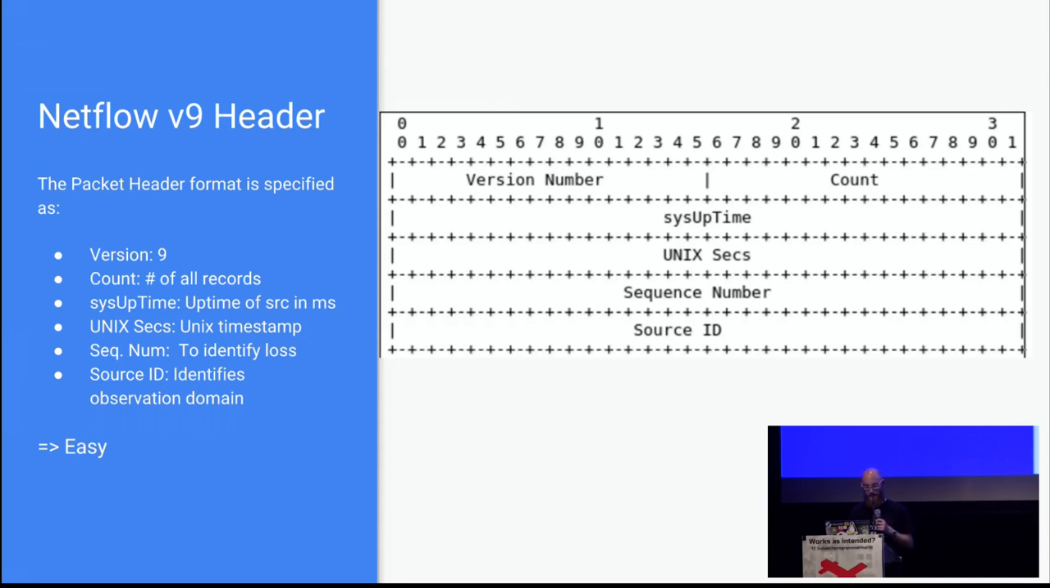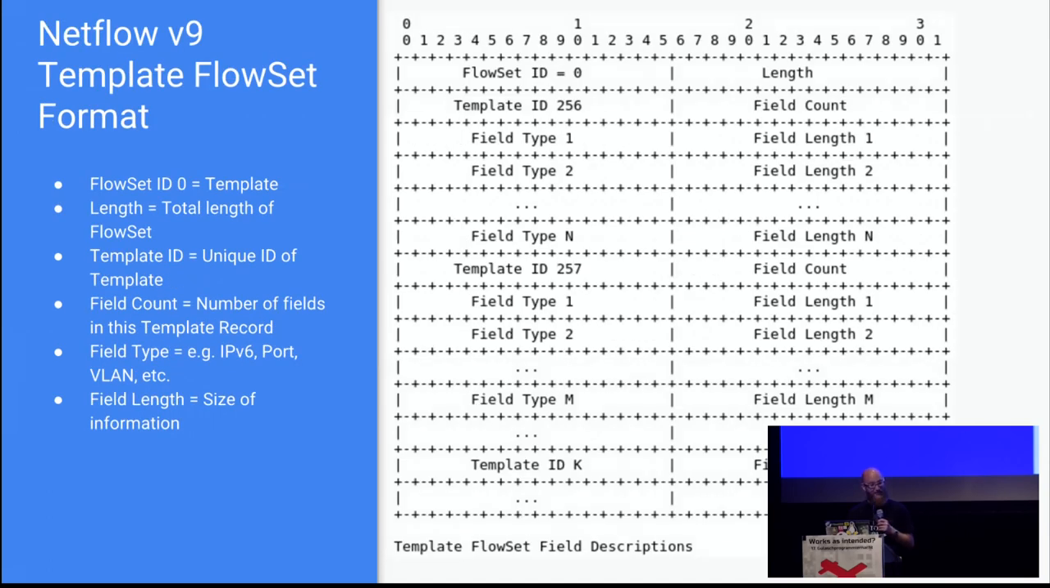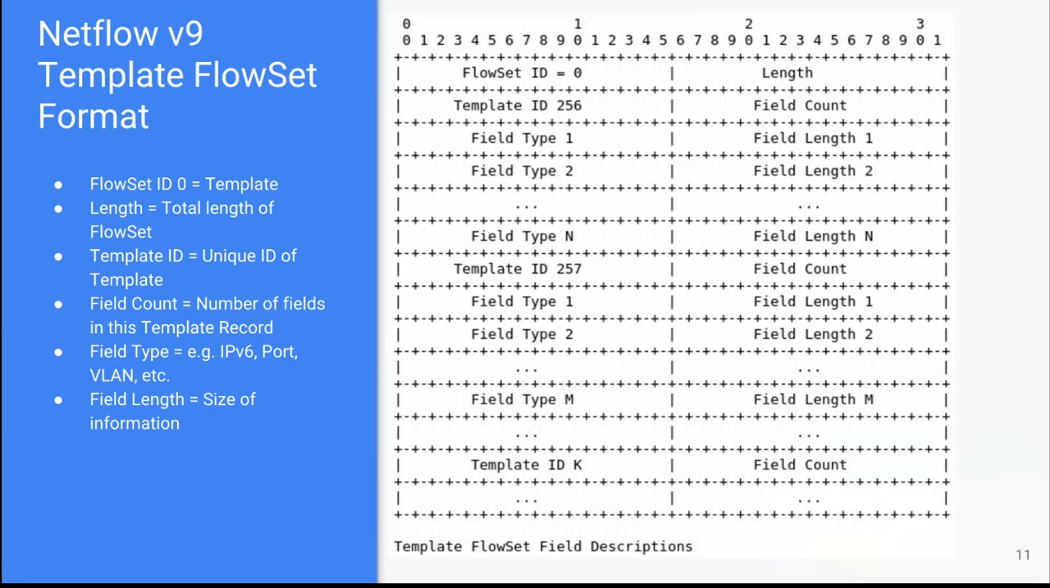So the header is easy, but here comes the template flow set format. This looks a bit ridiculous. All this data in the packet actually has kind of the same header format again. The header format is the very first two fields. There's a flow set ID that is set to 0, and the 0 means this is a template. If there's a value that's not 0, it means this is a data packet. 0 means this is a template packet. Then length tells us how long the packet is. And then in there comes the template.